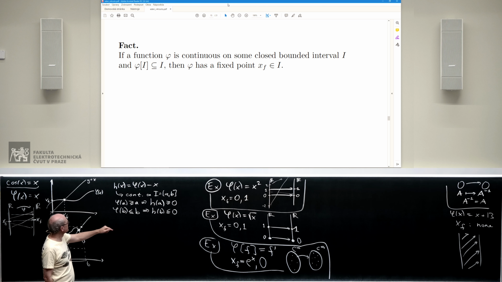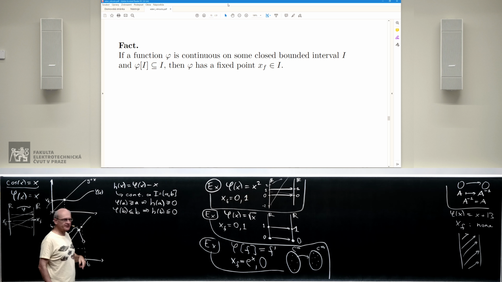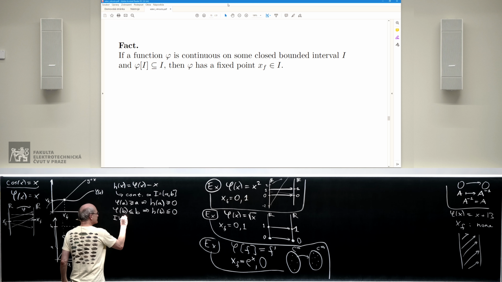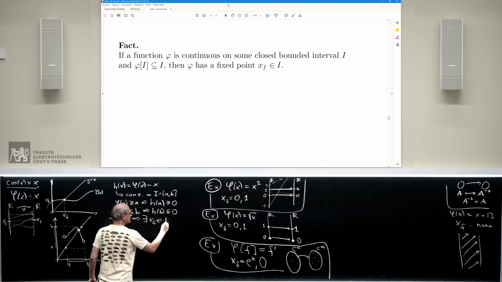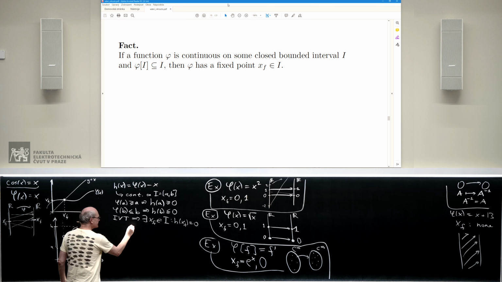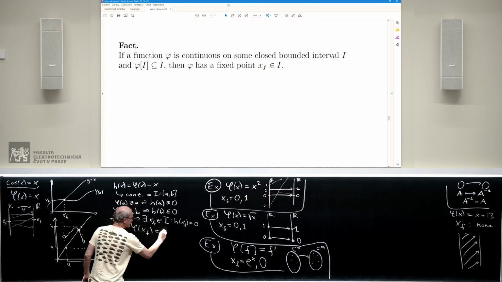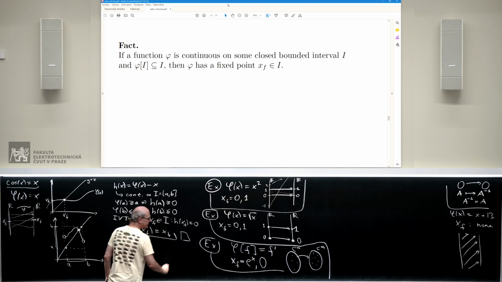So now we have a function h which is continuous on the interval [a, b], and it's greater than or equal to 0 at the left endpoint, and less than or equal to 0 at the right endpoint. And there is something which is called the intermediate value theorem, IVT, and it says that there must be some number, x_f, in the interval I, such that h(x_f) is 0. But h(x_f) being 0 simply means that phi(x_f) is x_f. And we are done. So that's actually a very simple proof of our theorem.